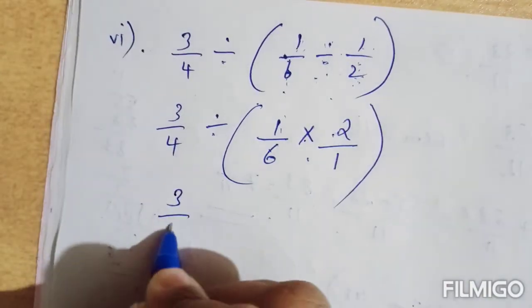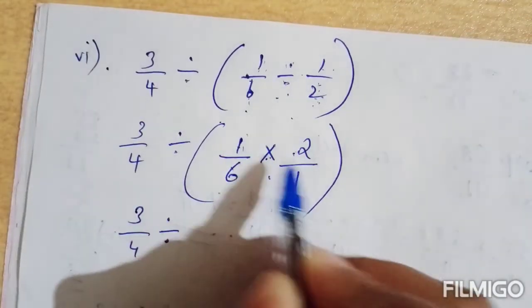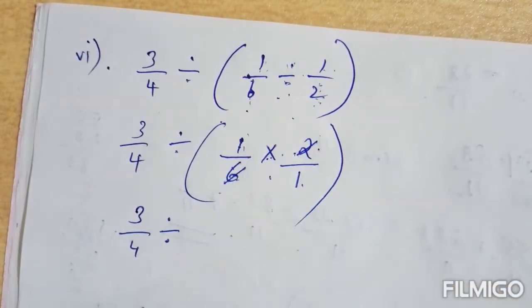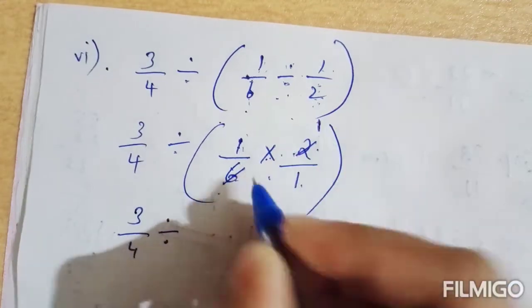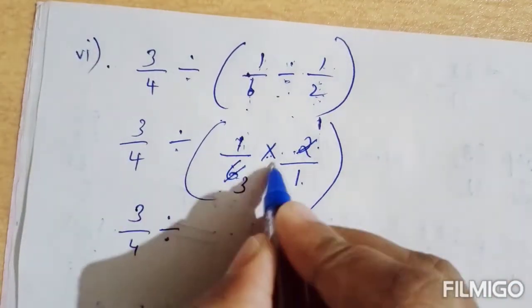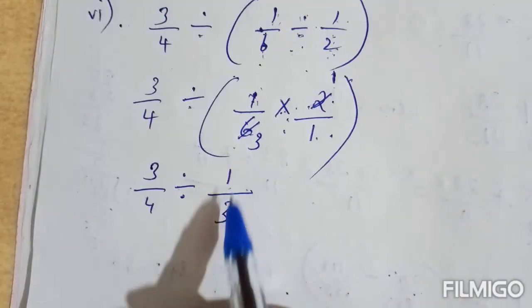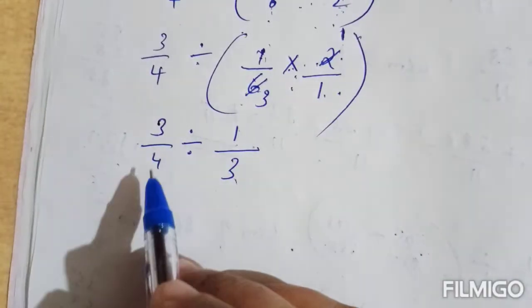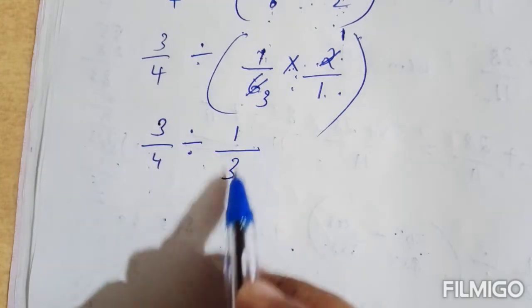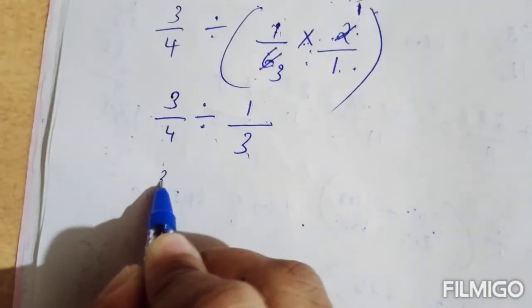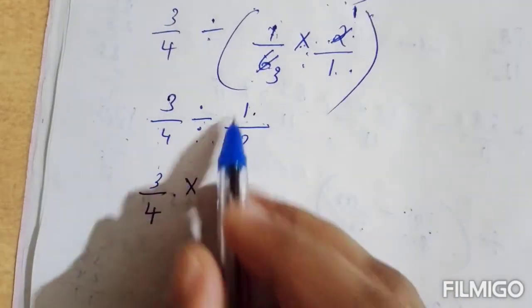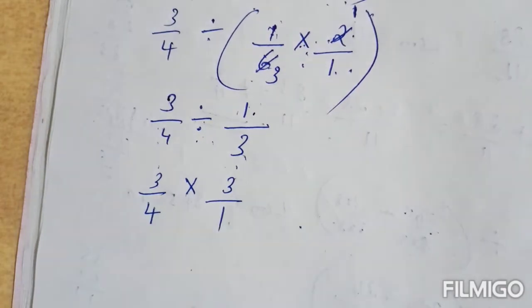1 by 2, take its reciprocal, it will be 2 by 1. That is 3 by 4 divided by, now finding the product, 1 into 2, 2 by 6, and this 2 and 6 you can reduce, both will go in 2. So 1 into 1, 1 by 3 into 1, 3. So on solving the bracket, you will get 1 by 3. 1 by 6 divided by 1 by 2 is 1 by 3. Now you can divide. 3 by 4 divided by 1 by 3. So 3 by 4, you can write that itself. Division sign, change that to multiplication sign. 1 by 3, take its reciprocal, it will be 3 by 1.